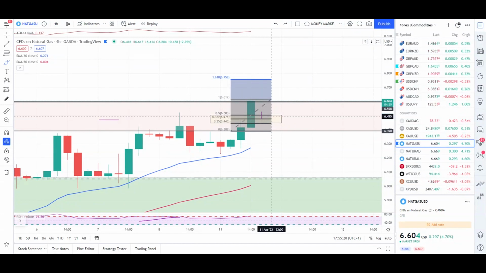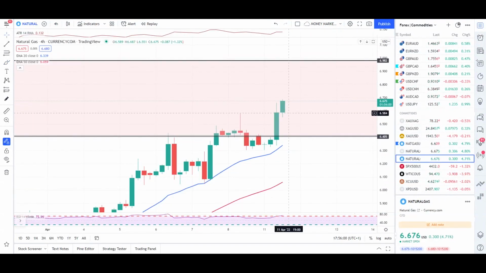But looking at the situation, the market is in an uptrend, the war between Russia and Ukraine is still ongoing, and Russia also demanded to trade gas in rubles. So looking at this situation, we can expect gas to go more expensive from here.